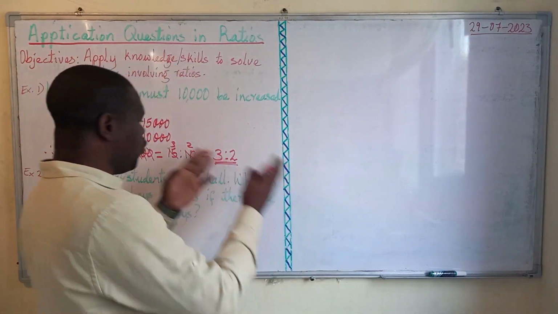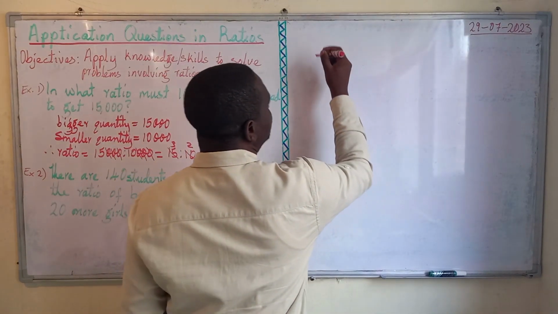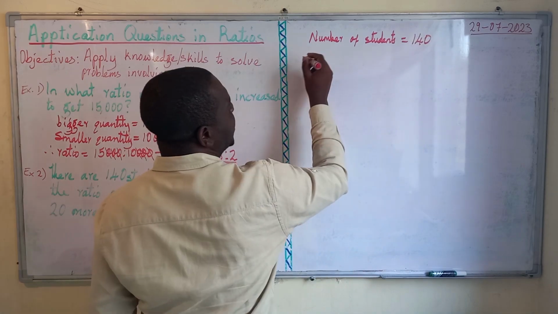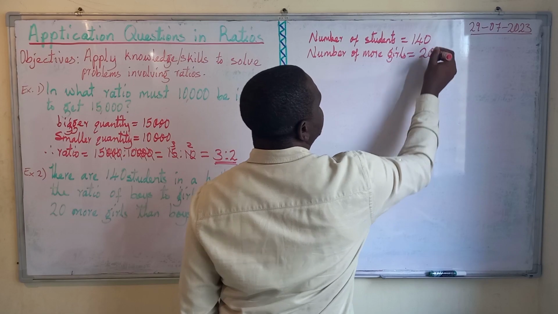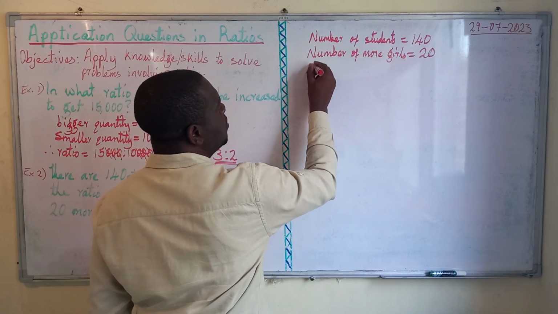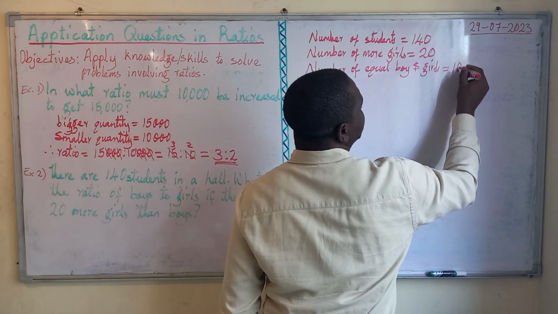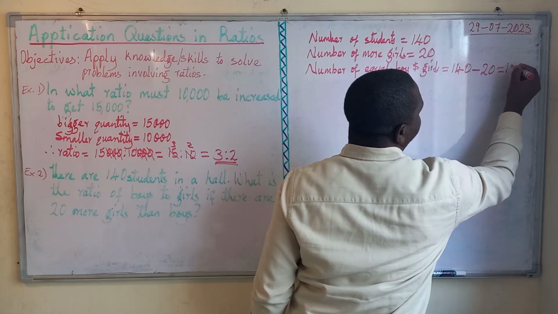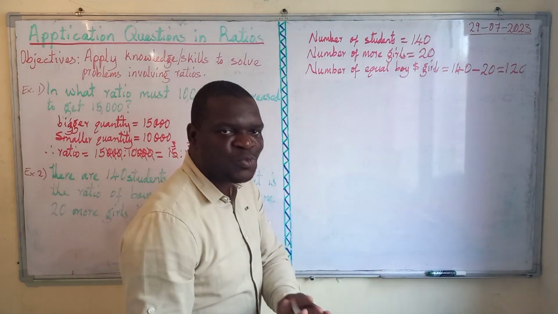Now let's start from what we know and move to what we don't know. So we can identify the number of students, which is equal to 140. We can identify number of more girls, which is 20. From here, we can find out the number of equal boys and girls, which is equal to 140 minus 20. That is 120 is number of equal boys and equal girls.